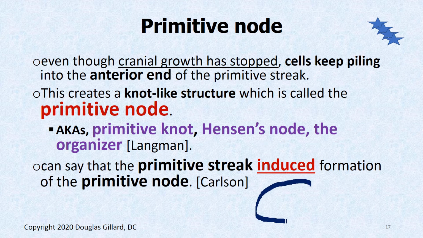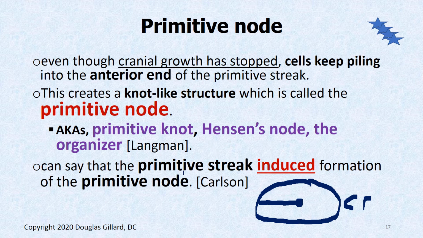So if this is an overhead view of the bilaminar disc here, the primitive streak will grow this way, it'll grow and grow and grow. And when it's about halfway toward the cranial end, this is cranial up here, it stops. But the cells keep piling up into a big bump. And that's the primitive node that's created. The primitive node is super, super important. There's a lot of smart cells up here. Also known as the primitive knot, Hensen's node, or the organizer.